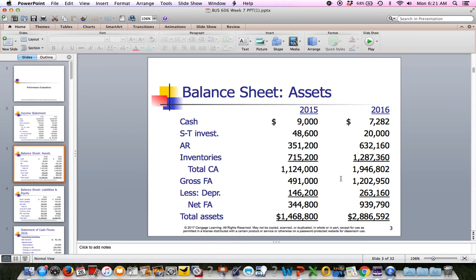CA stands for current assets, and current means 1 year or less. And then we subtract depreciation from fixed assets, and we have a lot of depreciation because we have more assets to depreciate. The net FA is just simply the cost minus depreciation. So net FA. Fixed assets or property, plant, and equipment. Total assets almost doubled, very, very close to doubling.